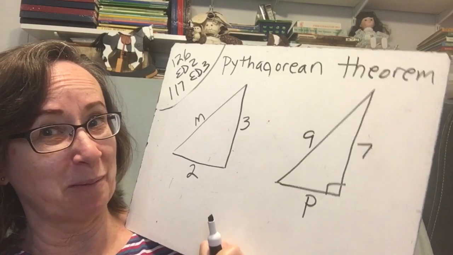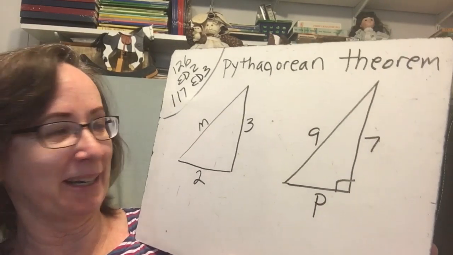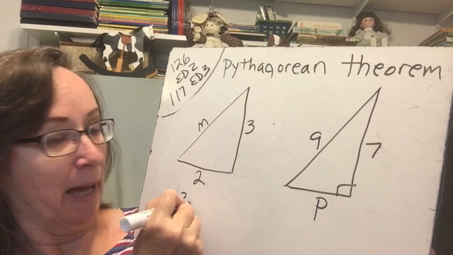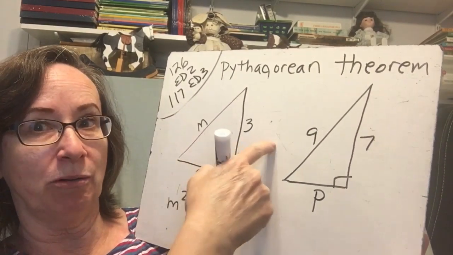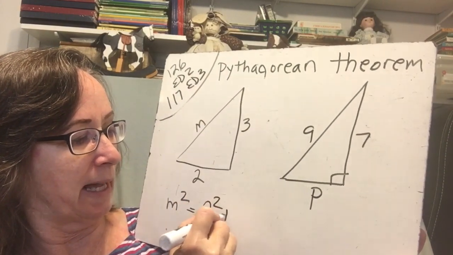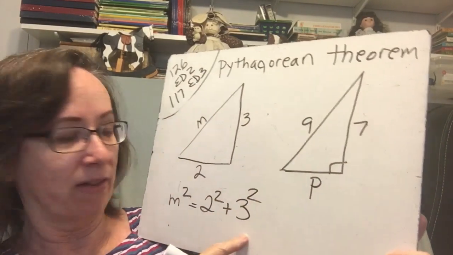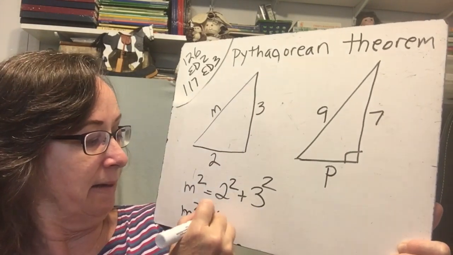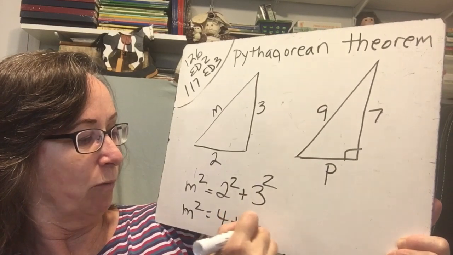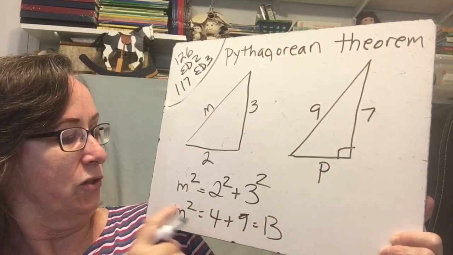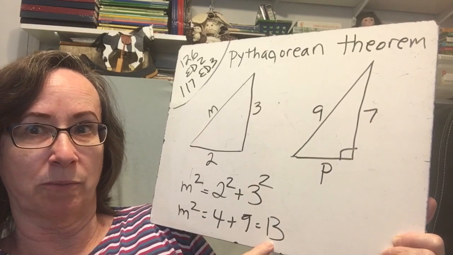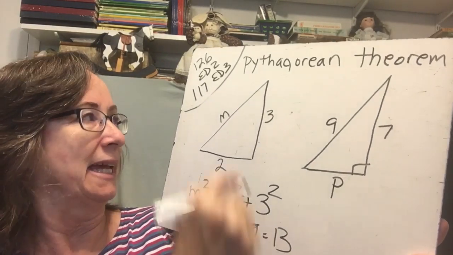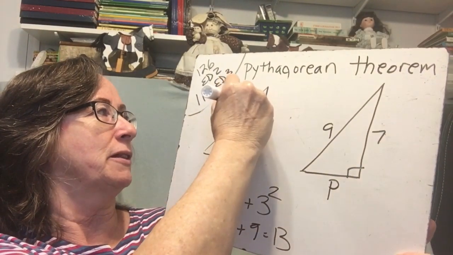These are our 2 practice problems, and that's it. So this is a short lesson. So here we've got m squared, hypotenuse squared, equals the 2 legs squared. So 2 squared plus 3 squared added together. So m squared is 4 plus 9, which is 13. So m would be plus or minus the square root of 13, but we can't use the minus, so we will say m is the square root of 13.